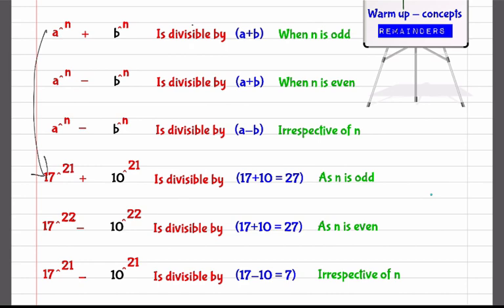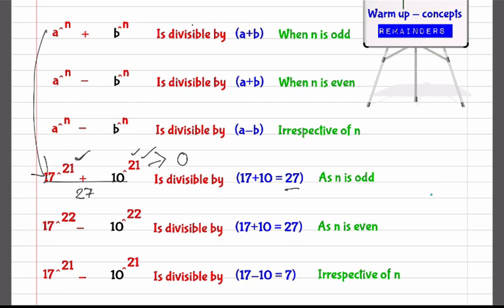Okay, 17 raised to 21 plus 10 raised to 21 is always divisible by a plus b. What is that? 17 plus 10, 27. If n is odd, is n odd? Yes, n is 21. So if this is divisible, the remainder for 17 raised to 21 plus 10 raised to 21 divided by 17 plus 10 will be 0, because this is completely divisible by this. The condition is n has to be odd, and n is odd here. So that is the first property of remainder.